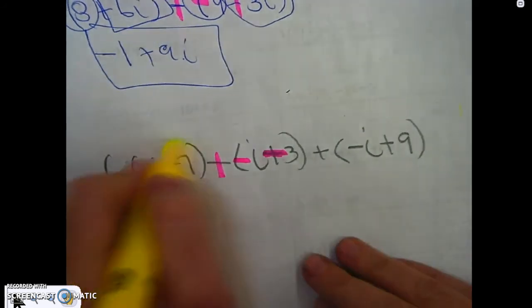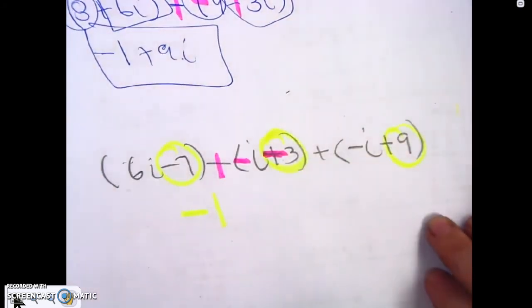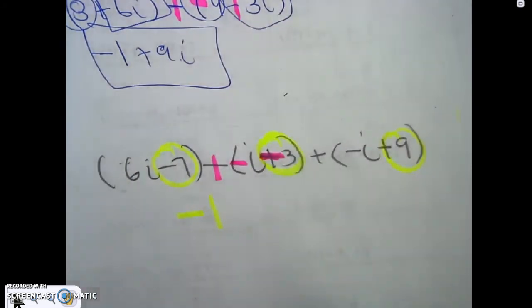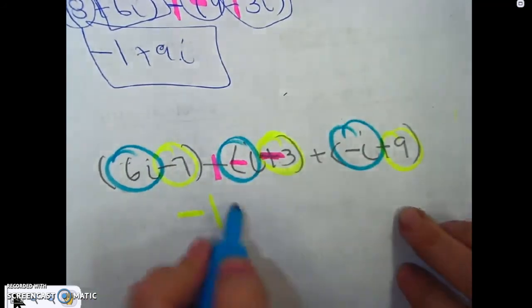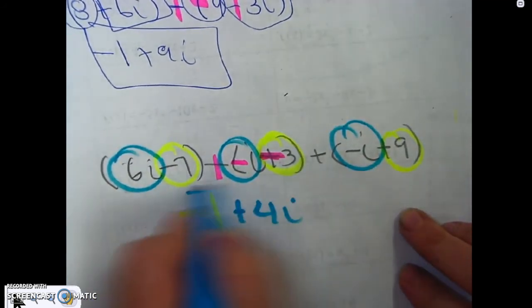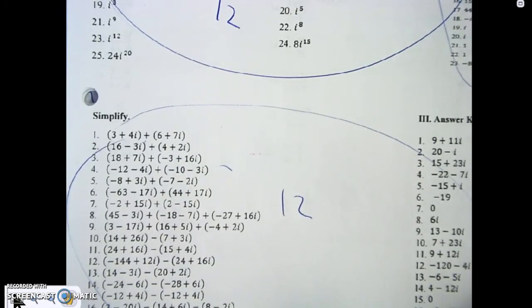So I deal with the number first. Negative 7 minus 3 is negative 10, plus 9 is negative 1. Look how I'm showing work. 6i minus i is 5i, minus 1i is 4i. Standard form. Now make sure you get all those homework problems done.